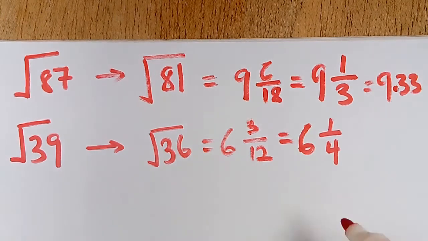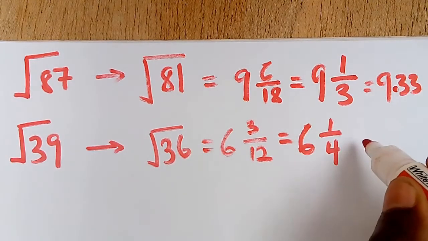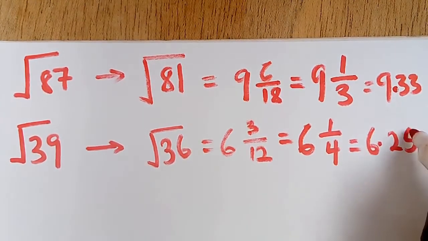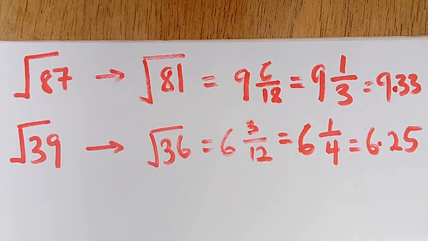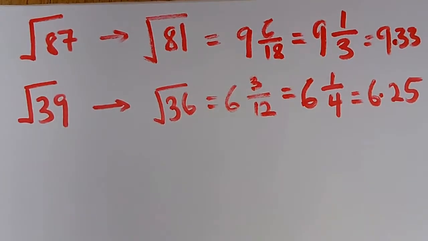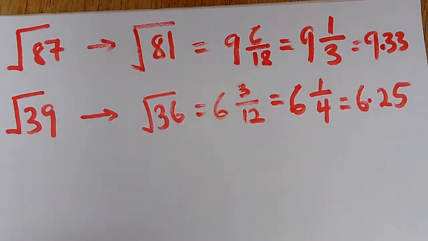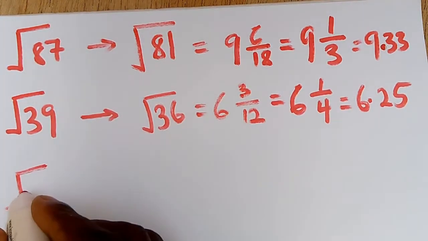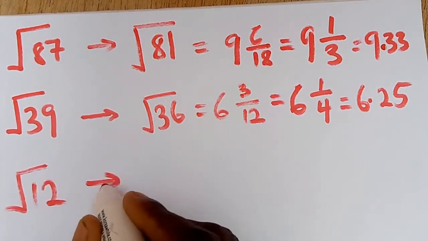Okay, so now 1 over 4 is the same as 0.25. So to write this one, we write 6.25 here, and that is the square root of 39. Let's take another example, square root of 12, and see how far and best we can do this. All right, so square root of 12.